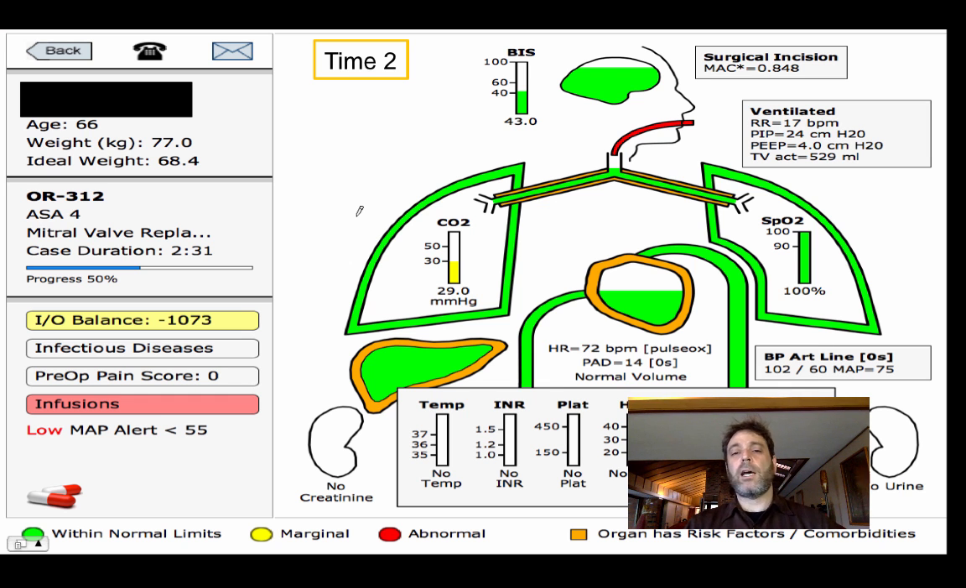So now we go to time 2. This is a screenshot from a program called AlertWatch, which we use in our operating theaters. You can look at it online. It's a very nice decision support platform. And then at time 2, we decreased the age-adjusted MAC to approximately 0.85. The BIS increased. It was in the 30s. It's now gone up to the 40s.